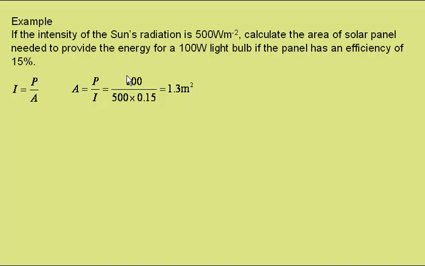The power we need is 100 watts. The intensity we have is 500 watts per square meter, but only 15% or 0.15 of that, meaning we need an area of solar cell of 1.3 square meters.